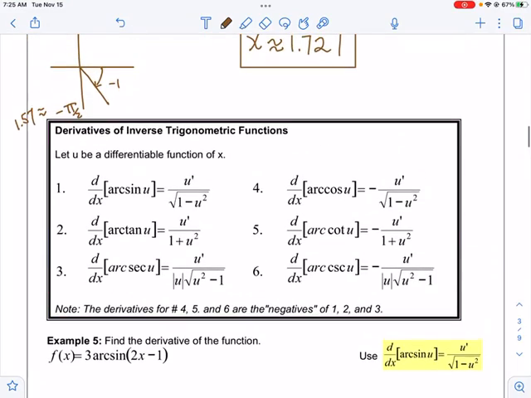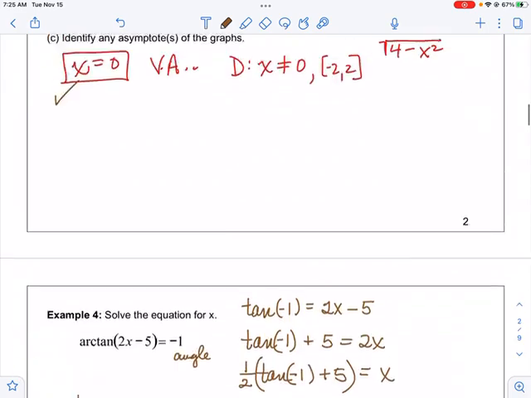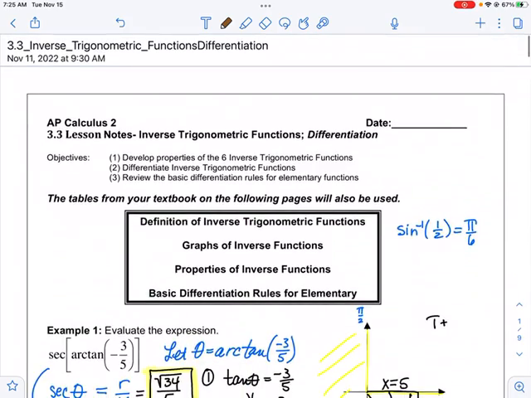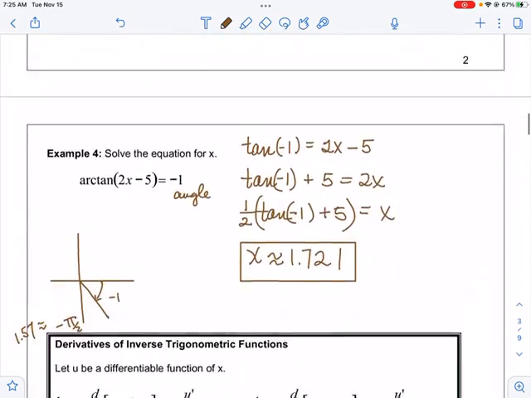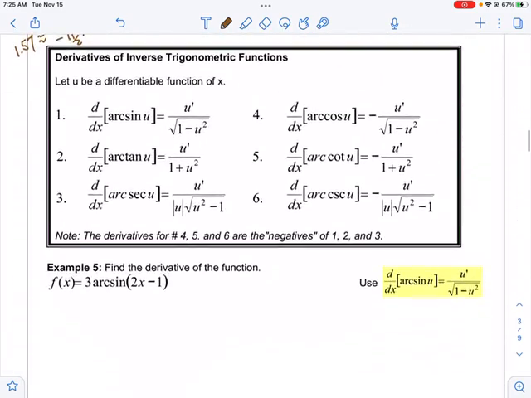Okay, picking up on 3.3 derivatives of inverse functions. We went over some inverse trigonometry first before we got started into this. Once we did that, now we're talking about the derivatives of inverse functions. What we're going to do is just go straight out with some of the rules here.